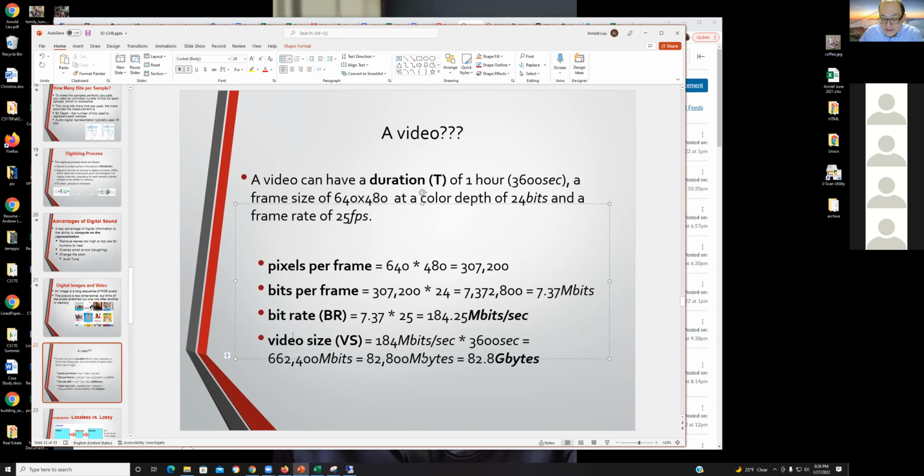Now, when they talk about the bit rate, they're basically saying how many pictures am I showing over a certain time period? In this case, they're talking about a second. So you're taking these number of megabits per frame, per picture, times how many of them you did in a second, which in this case is 25, okay? 25 frames per second. And then you come up with 184 megabits per second. That's how much space it takes up for 1 second of video, okay?